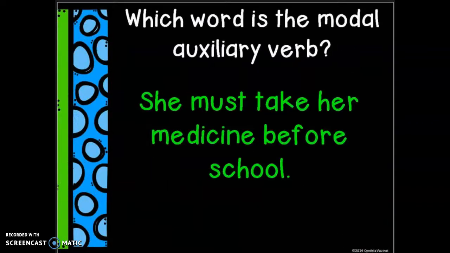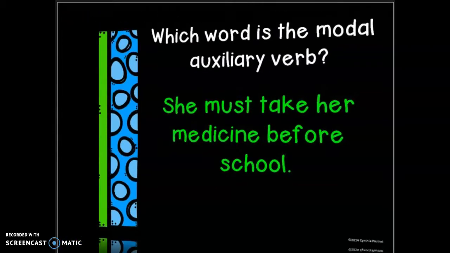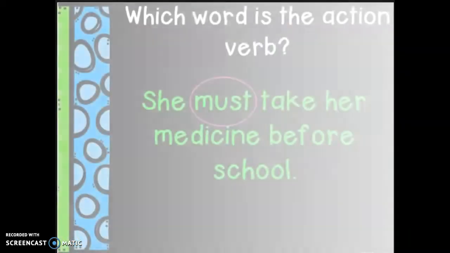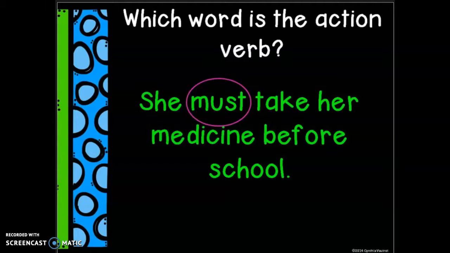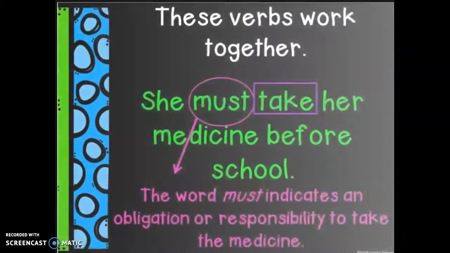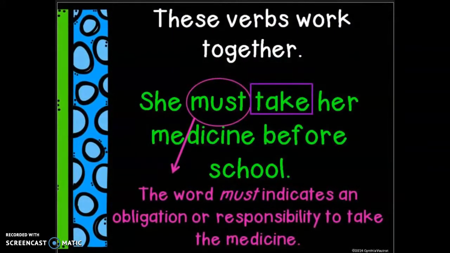So again, which is the modal verb in this sentence? She must take her medicine before school. If you said must, you're correct. Now let's think about that action verb. What are you actually doing? We're looking for that action verb. And if you said take, you're also correct. And again here, this word must shows that you are responsible. It's your obligation to take the medicine.